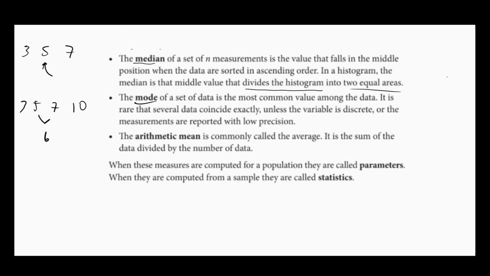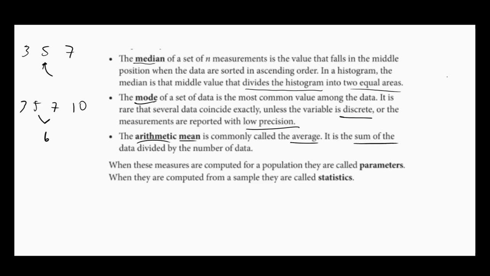The mode of a set of data is the most common value among the data. It is rare that several data coincide exactly unless the variable is discrete or the measurements are reported with low precision. So if we have discrete data, then we might have a value that is the most common one, and that's called the mode. The arithmetic mean is basically the average.